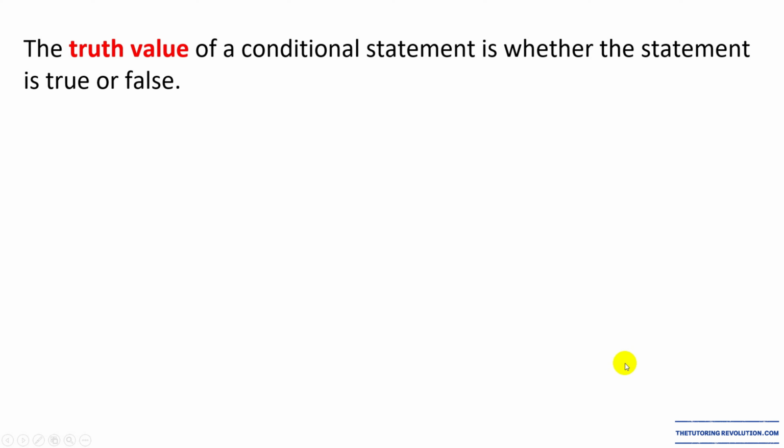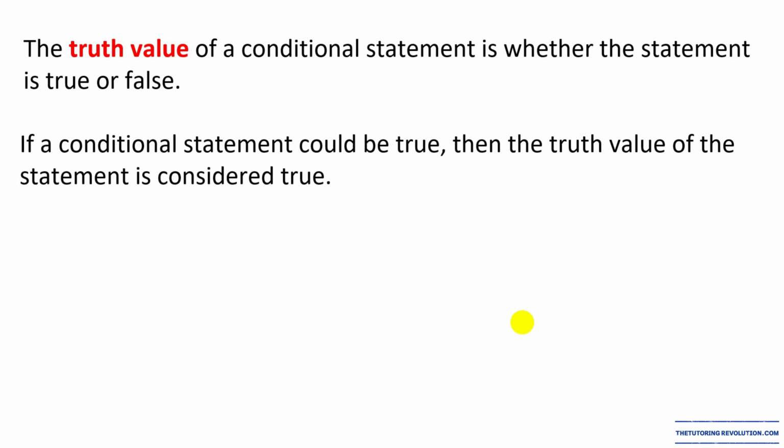The truth value of a conditional statement is whether the statement is true or false. If a conditional statement could be true, then the truth value of the statement is considered true. Very important. So even if there is a possibility that that statement is true, then the whole statement is considered as true.